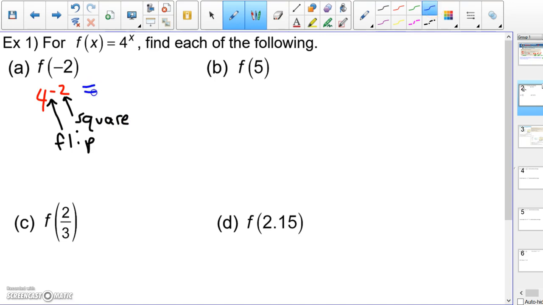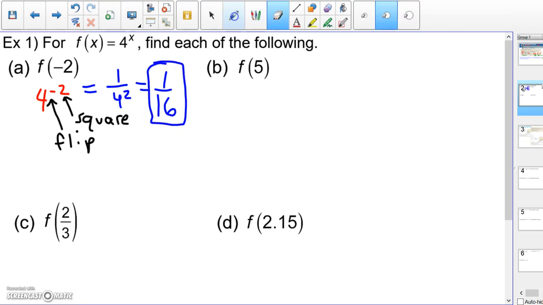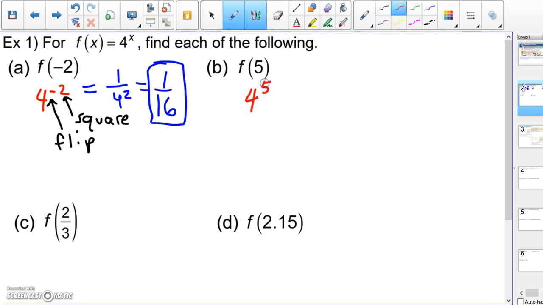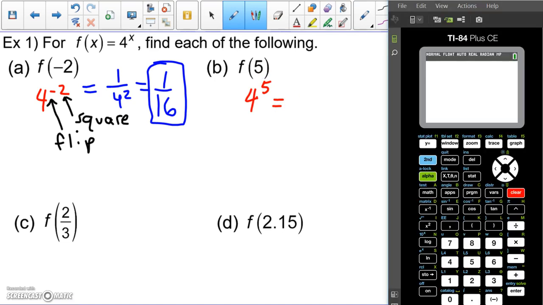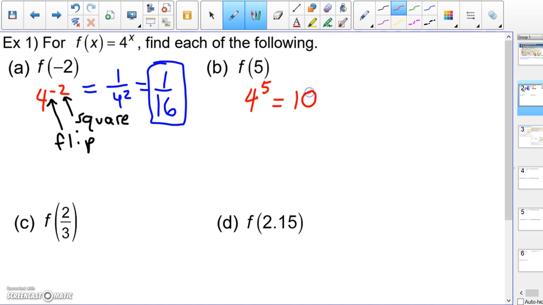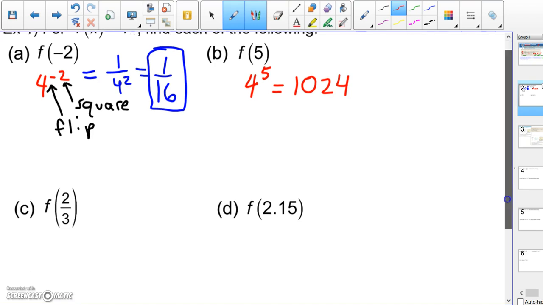So maybe you already knew that. That's going to be 1/4 squared. I flipped the 4 and squared it. Flip it and square it. That's going to be 1/16. So you should probably be prepared to do that problem without a calculator. Part B, we're looking at 4 to the 5th power. I'm going to use a calculator for that one. 4 caret 5, 1024. Of course, you can multiply that out if you want, 4 times 4 times 4 times 4 times 4. But when the numbers are extra big or kind of hard, I'd probably use a calculator.